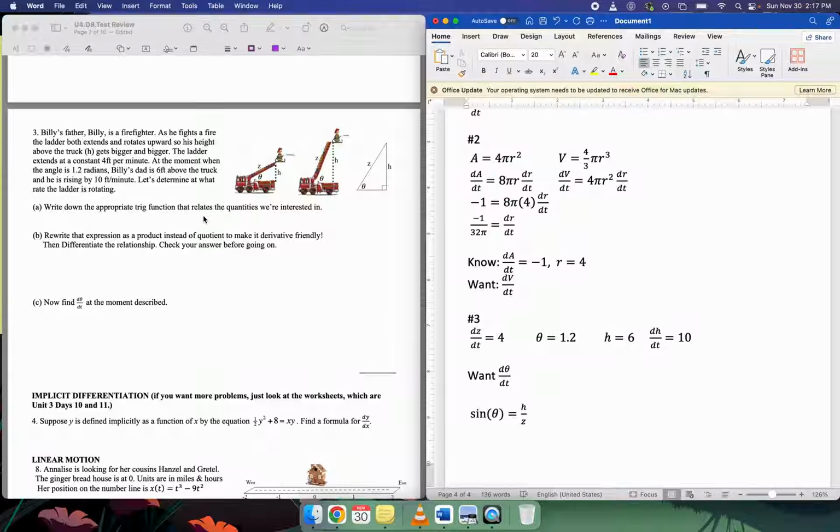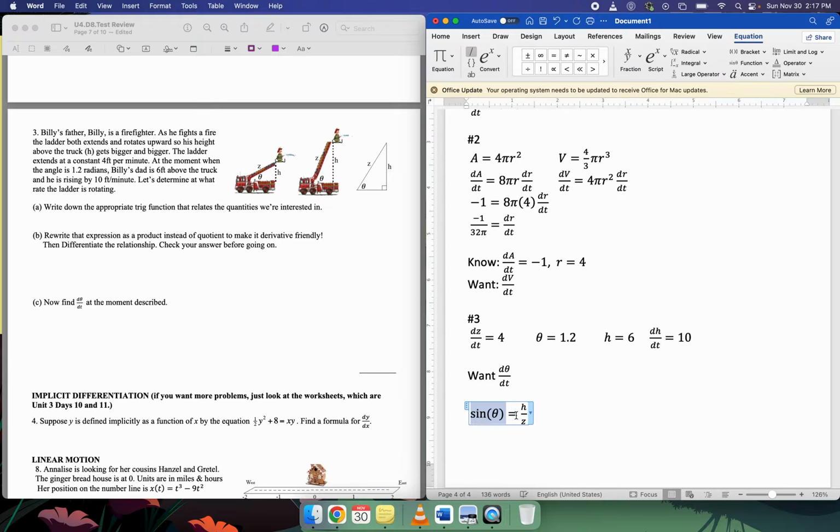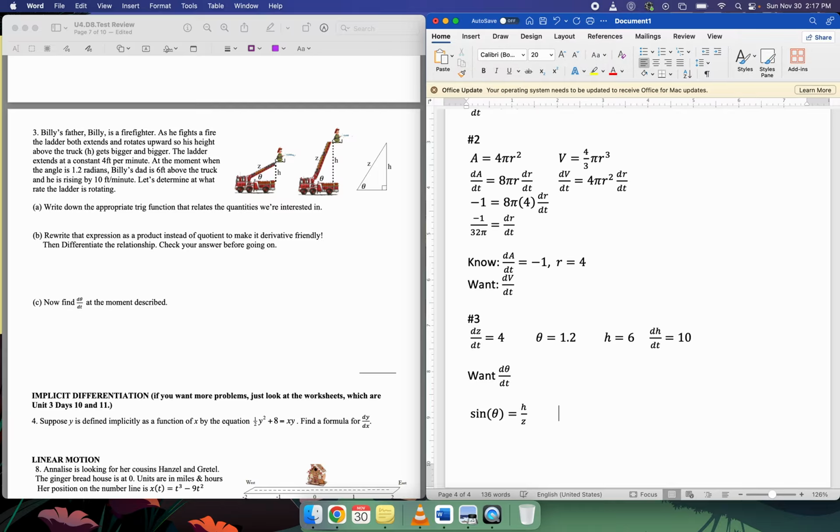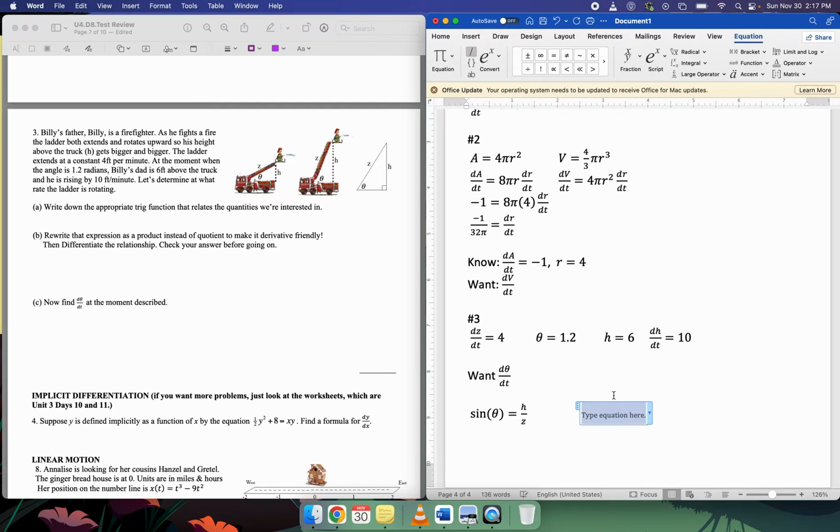Like they just want you to write down the appropriate equation. They say in part B that you should rewrite this expression as a product instead of a quotient to make it easier to take the derivative. You don't have to do that. You could take the derivative of both sides of this equation as it is, but you would wind up having to use the quotient rule, which is okay.